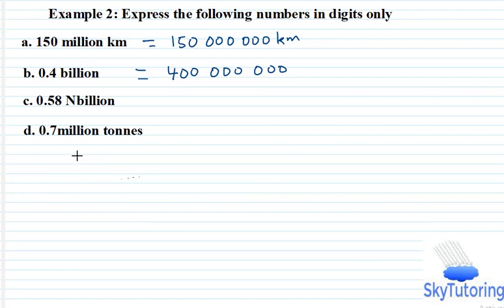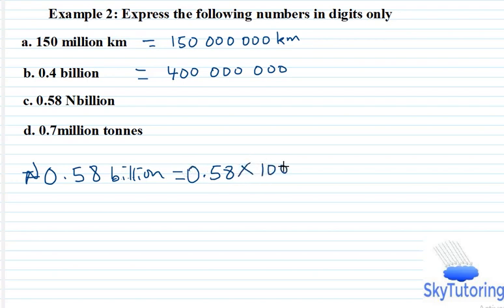So we have 0.58 billion naira. Sorry, that was supposed to be naira. Billion naira. Naira is the currency of Nigeria. So 0.58 billion naira. So how will we write 0.58 billion naira? Same method we were doing: we're multiplying 0.58 times 1 billion. Remember, 1 billion has 9 zeros.